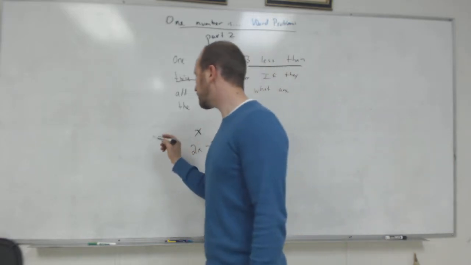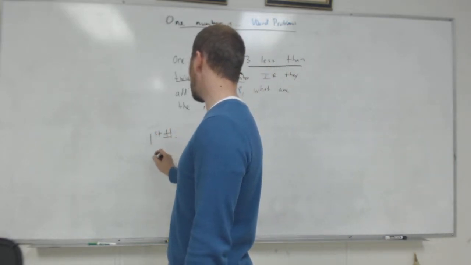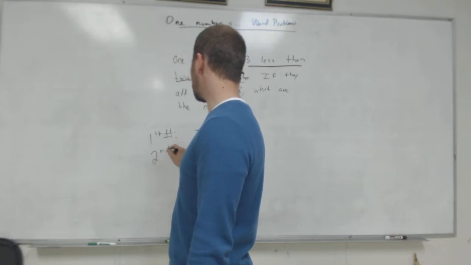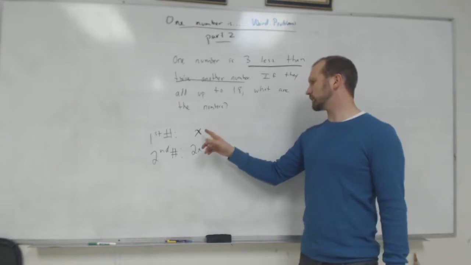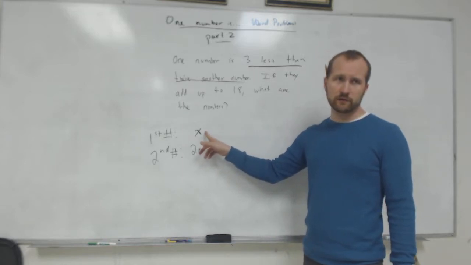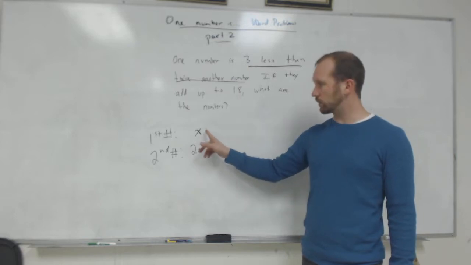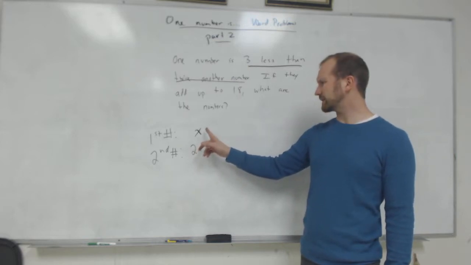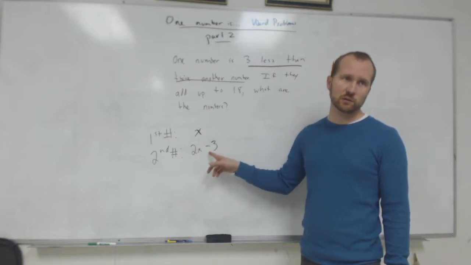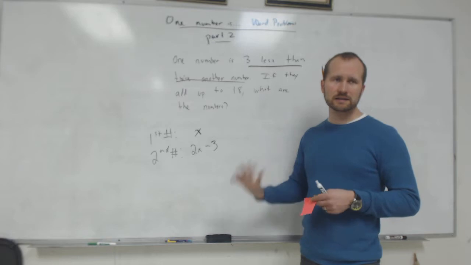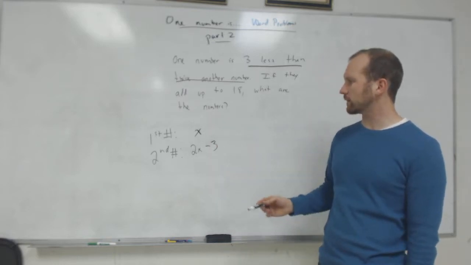So hold on though. In this case, we don't actually know which number is bigger. So we're just going to label these first number and second number. Because if x is 1, then this number would be negative 1, so this one would be bigger. But if x is like 10, then this number would be 17, so this one would be bigger. So we can't necessarily tell right away which one is bigger. So we're just going to say first number and second number.